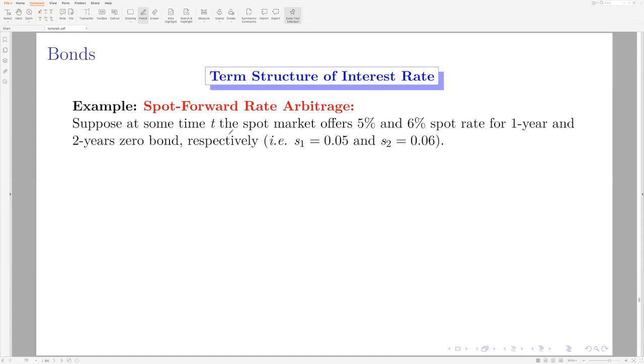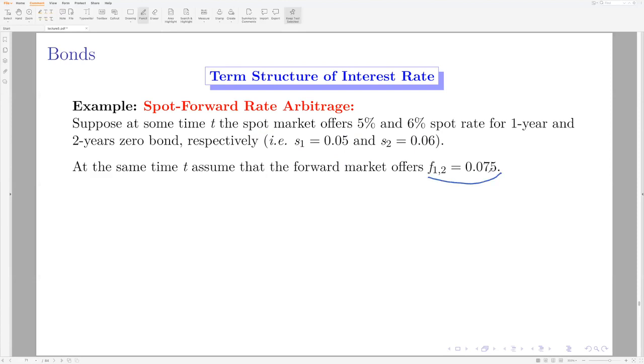Suppose at some time t, the spot market, which means the secondary market, offers 5 and 6% spot rate for 1 year and 2 year zero coupon bonds respectively. That is, S1 is 0.05, that is 5%, and S2, the spot rate for the 2-year bond, is 0.06. Now assume that the market offers the forward rate as this. So this is not computed from the implied forward rate as per the formula derived above, but this is just coming from the market.